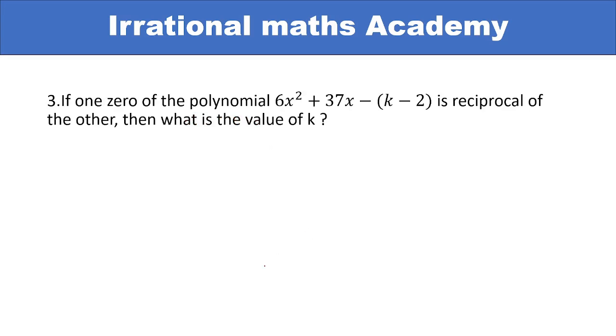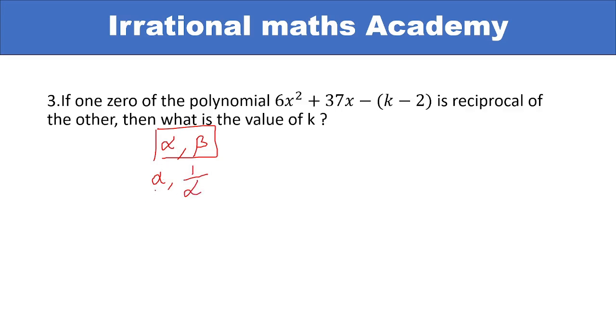Here very important. What we need to remember, we know alpha and beta are there. But here they gave one condition that one zero of the polynomial is reciprocal of the other. That means, instead of taking this, what you can take is, alpha, let me take it. The other should be reciprocal of this. 1 by alpha.